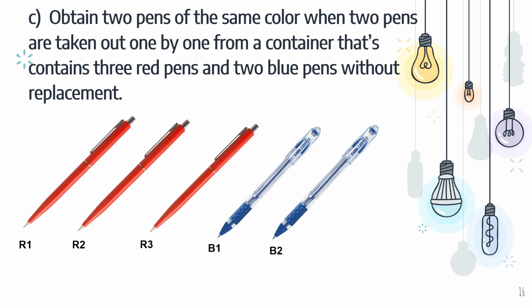Okay, next, obtain two pens of the same color when two pens are taken out one by one from a container that contains 3 red pens and 2 blue pens without replacement. So without replacement means that it is a dependent event.